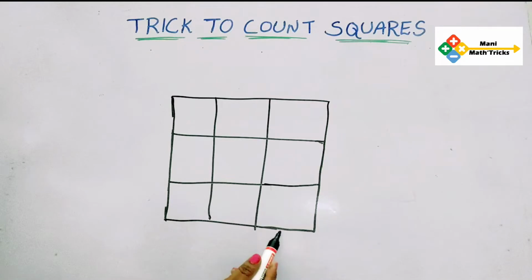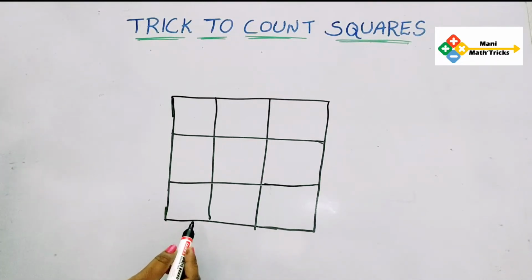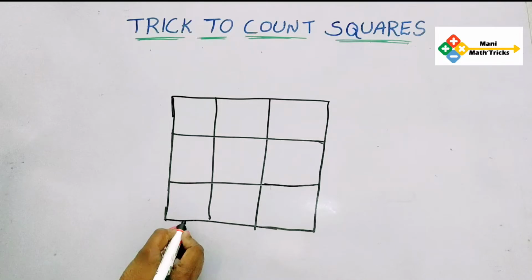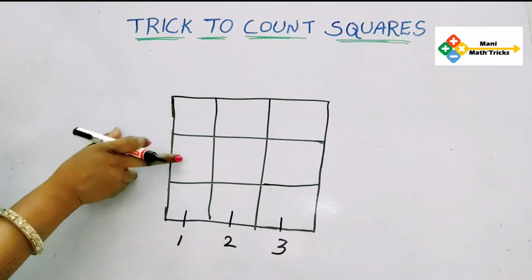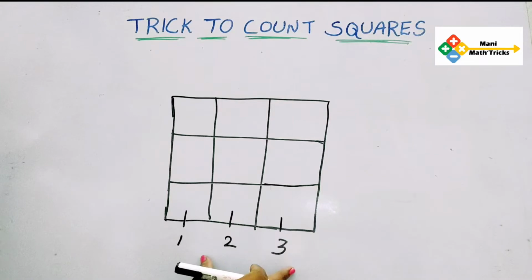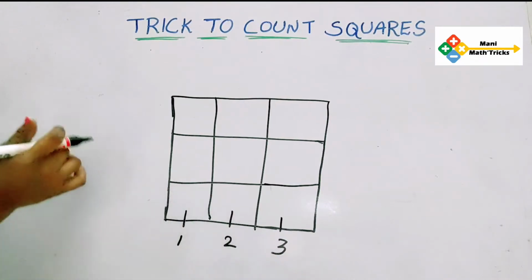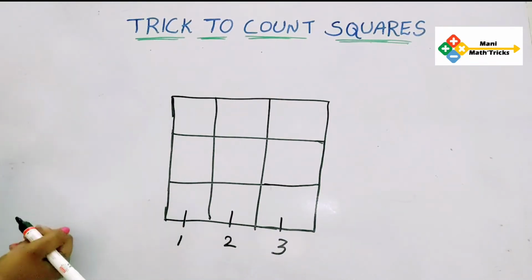This is called a symmetric figure. When the figure is given like this, it is very easy to find squares. First you need to count how many squares are here. So 1, 2, 3 and again 1, 2, 3. Horizontally you have 3 squares and vertically also you have 3 squares. So this is called a symmetric figure.